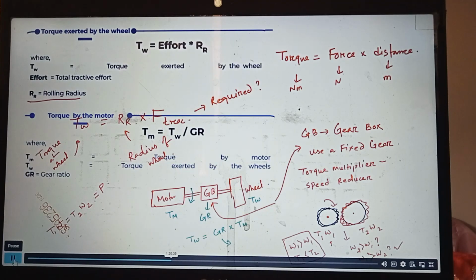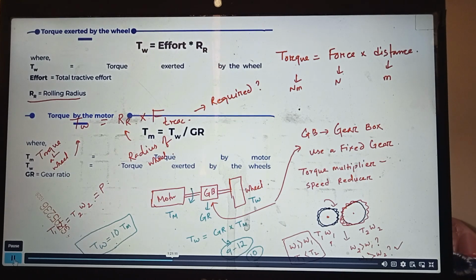Typically, this gear ratio, in my experience in EVs and even for three-wheelers, ranges in the vicinity of 9 to 12. For example, most of these e-rickshaws have a gear ratio of around 10. So then, torque at wheel is going to be 10 times higher than torque at motor. Okay, I hope this point is clear.